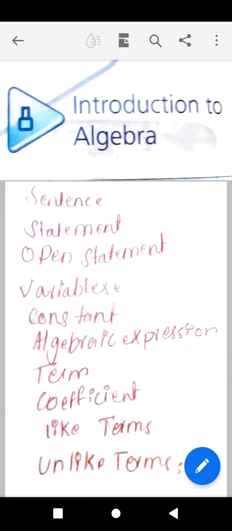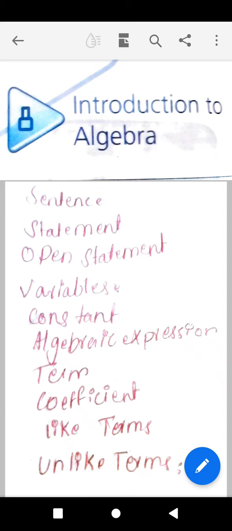For example, we can take x plus y multiplied by z. Here we are using two operations, addition and multiplication, to connect the variables x plus y multiplied by z. So we are using these operations to combine these variables.